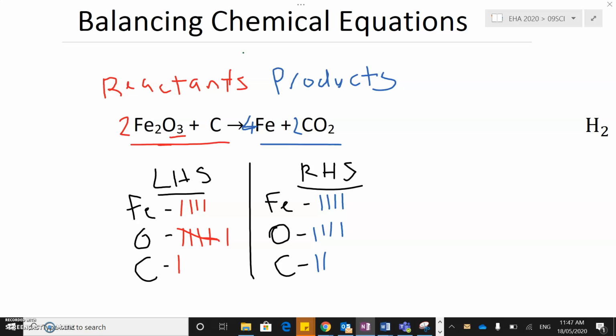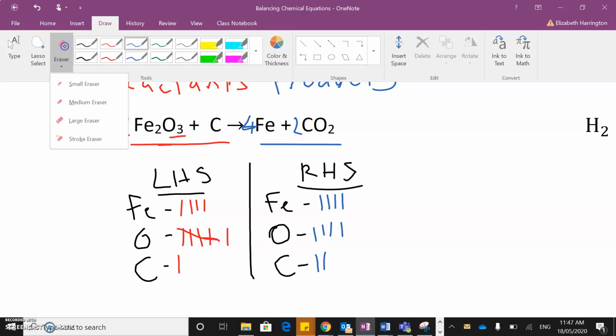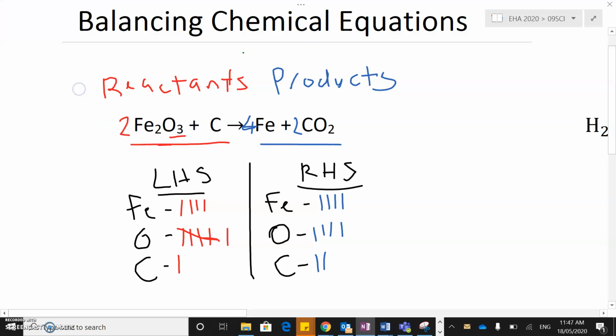Now I've got 4 oxygens on the right-hand side and 6 oxygens on the left-hand side. I'm going to need to change the number out the front of my carbon dioxide there, because that no longer fits for us. How do I get 4 to 6? Well, I had 2 times 2.